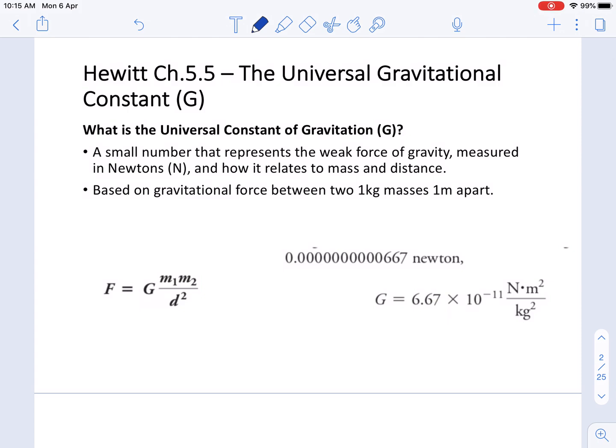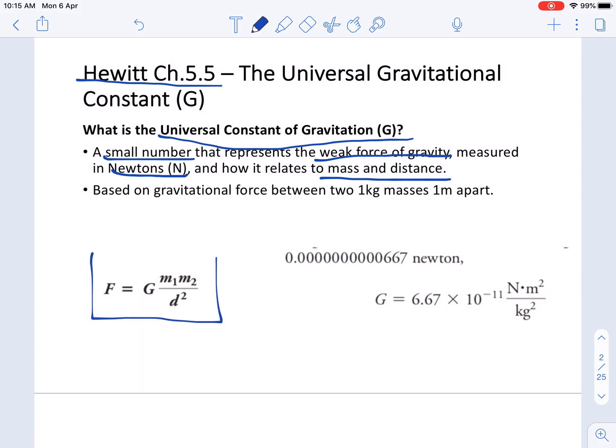So chapter 5.5 in Hewitt defines the universal constant of gravitation as a very small number that represents the very weak force of gravity, right? We often think gravity is very powerful, but it's actually technically a weak force. It also brings newtons into the equation, which is the unit used to measure force, and again, it relates it to the mass and distance equation that we saw from Newton earlier, right? We've talked about this before, you've read about this.